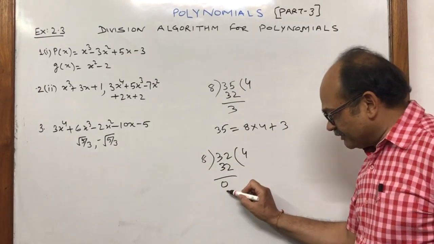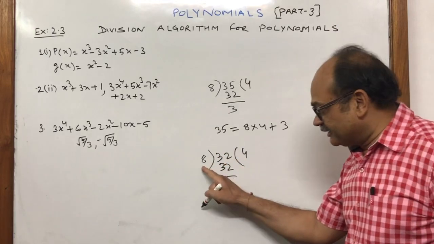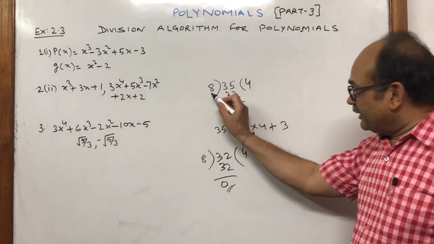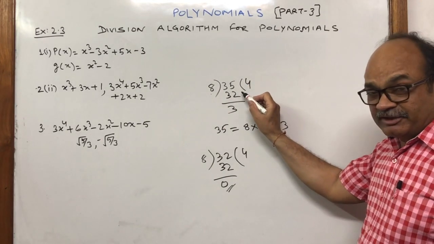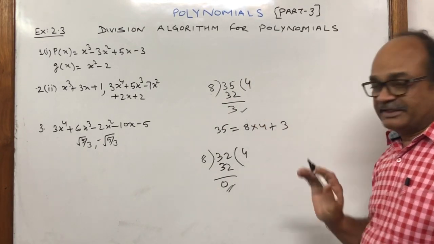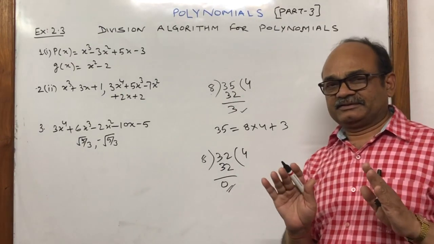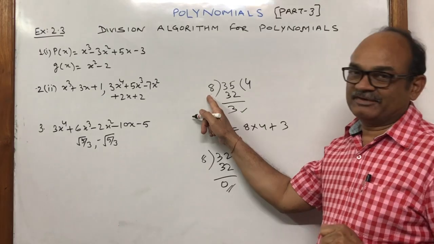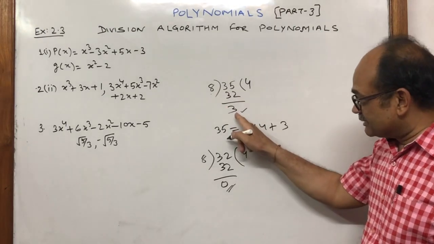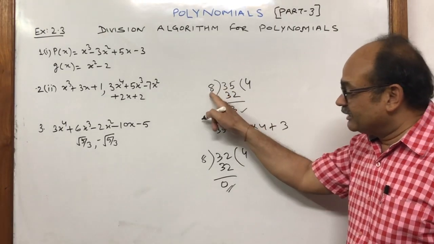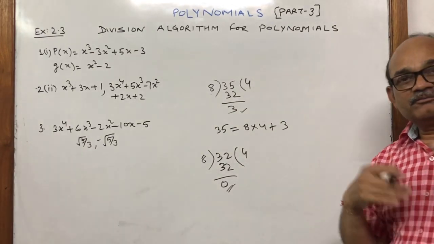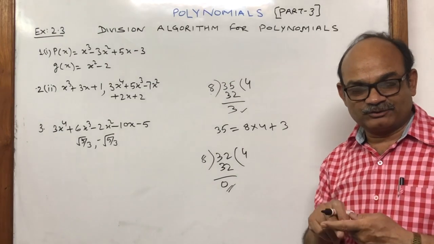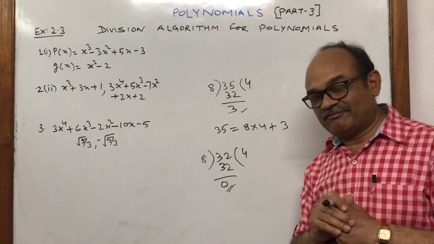That if remainder comes 0, then 8 is a factor of 32. Clear? If you divide 35 by 8 and remainder comes 3, this 3 is never more than the divisor. The remainder is never 8 or more than 8. It may be 6, 7, 1, 2, 3, 0, whatever. We have already completed this in our lower classes.